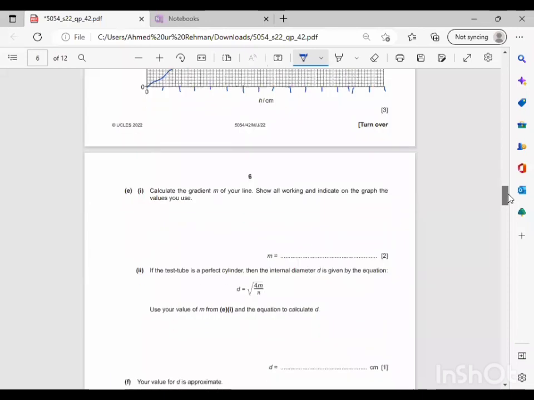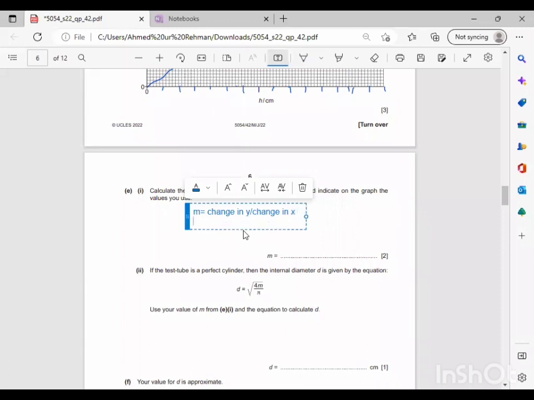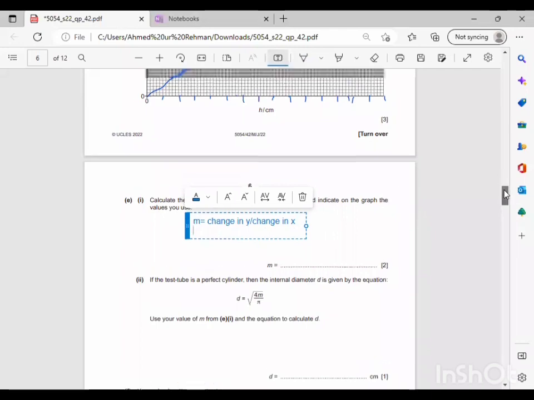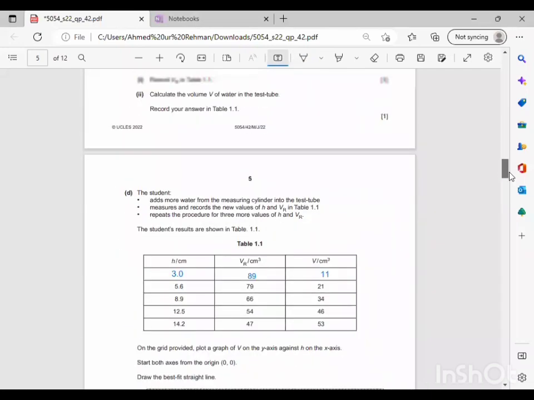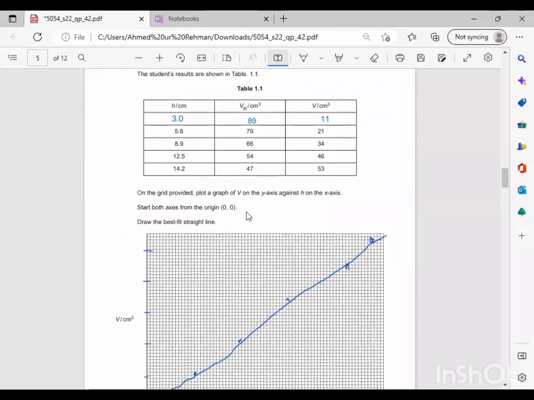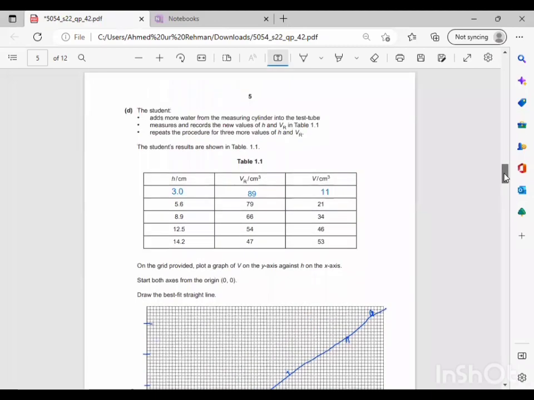Okay, so for this gradient, you're simply going to use a formula, and that formula is m equal to change in y upon change in x. For the gradient, you're going to take 2 points on the line, so that's important. It can't be these points. It should be only the points which are on the line. But here I'm not sure which points are on the line, so I'll just take any 2 points from here, so that you have an idea of how to calculate the gradient.